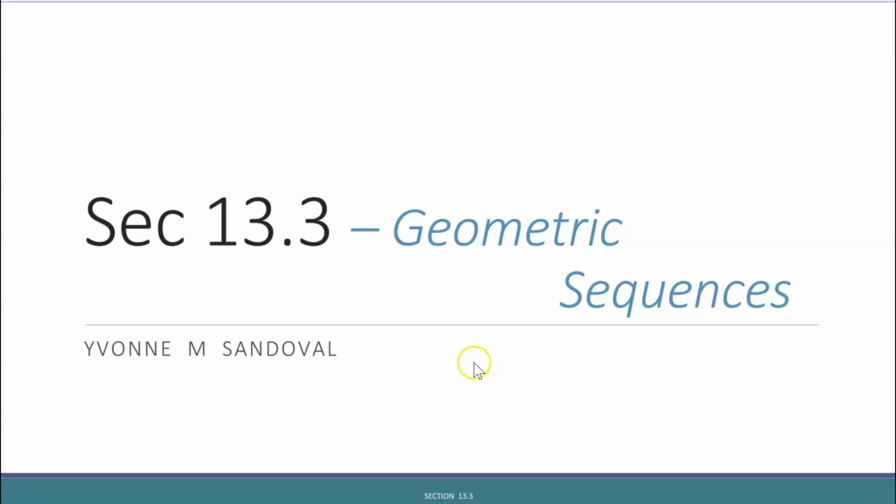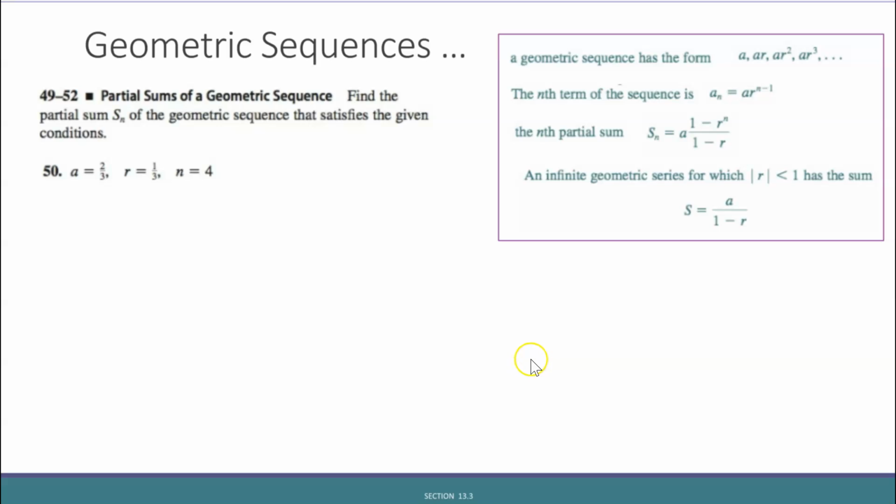Section 13.3 Geometric Sequences, Part 4. Find the partial sum of the geometric sequence that satisfies the given conditions.